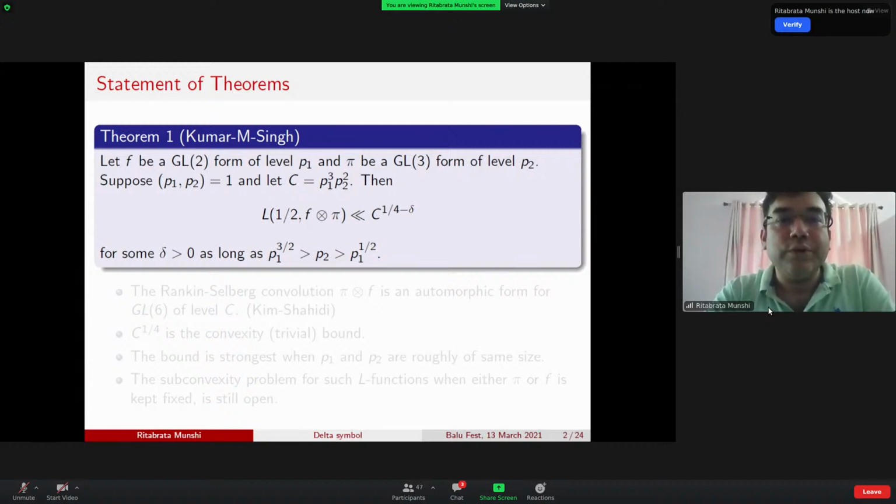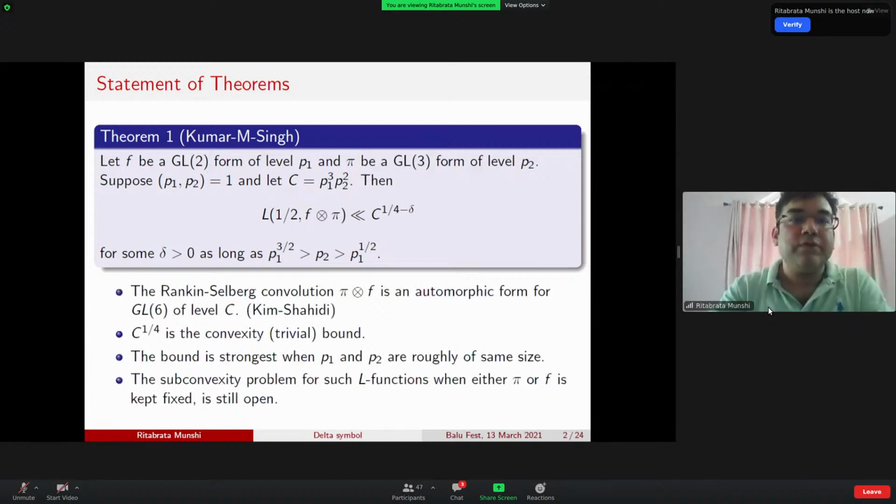The main content of the theorem is that the central value of the Rankin-Selberg convolution, L(1/2, F x pi), is bounded by C to the power 1/4 minus some delta, where delta is positive, as long as my choice of the prime P2 lies between square root of P1 and P1 to the power 3/2. C is the arithmetic conductor of the L-function, and C to the power 1/4 is the convexity bound, and we are getting something subconvex as long as our choice of the levels is in a certain range. That's my first theorem, and let me make some comments about this.